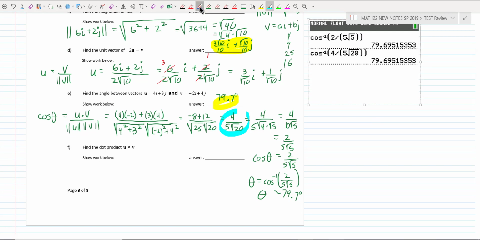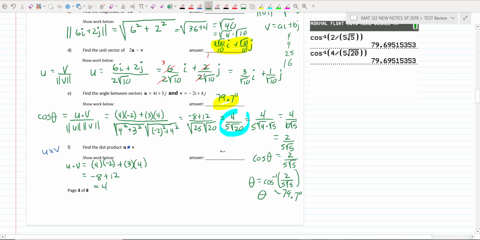Okay, now let's see. The next one we already really did. Now this is supposed to be a dot. That's if you have u cross v, we call that a cross product. We didn't go over how to do a cross product in this class. So basically what we're doing is u dot v again. We just do the i components and multiply, so we do 4 times negative 2. Then we add the product of the j components, and that would be negative 8 plus 12, so that would be equal to 4. Okay, so these are the different vector computations we learned how to do.